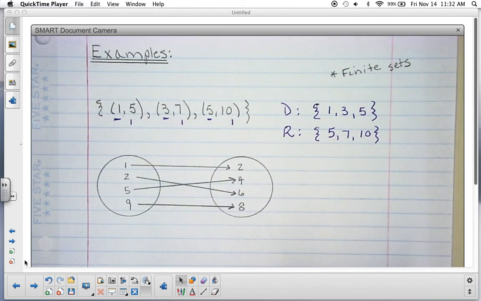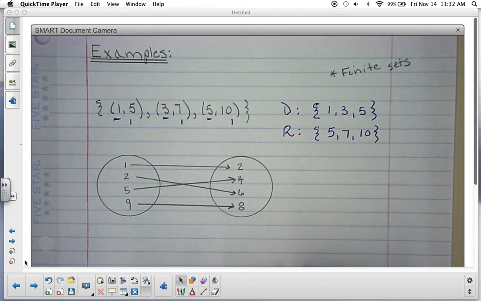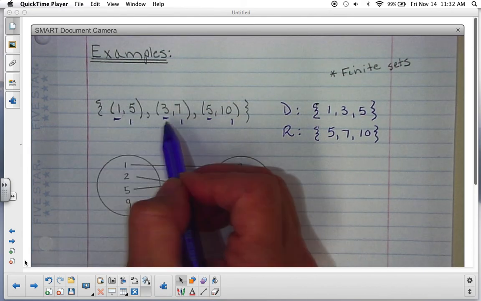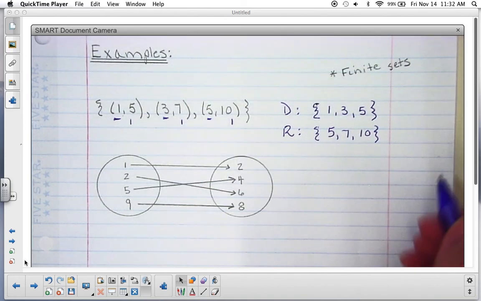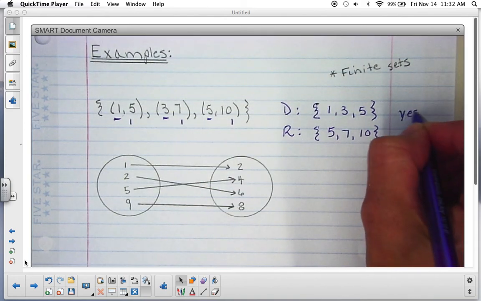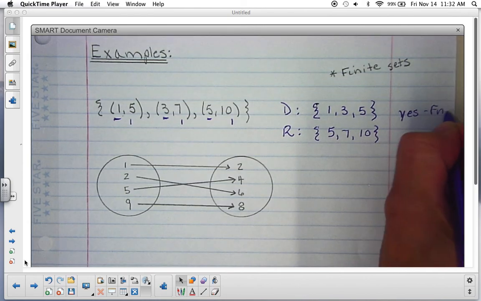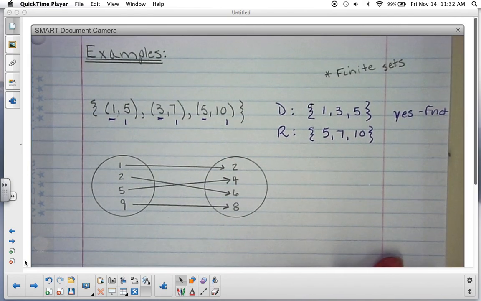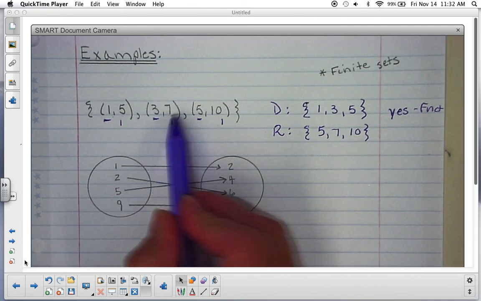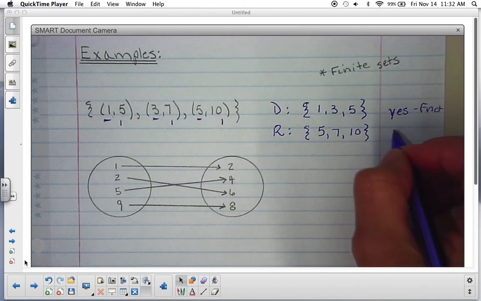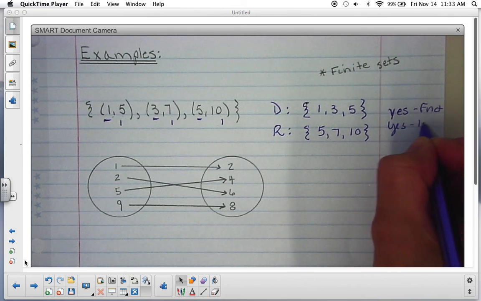And then to answer the question, is it a function? Is this a function? You just look at all the x's. Are they all unique or all different? Yes. Do any of them repeat? No. So my answer here is yes. This is a function. And if we want to answer the one-to-one question, we look at the y's. Are all the y's different? Yes, they are. None of them repeat, so it is also one-to-one.